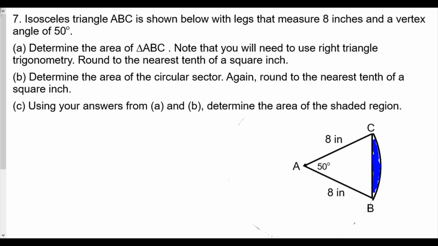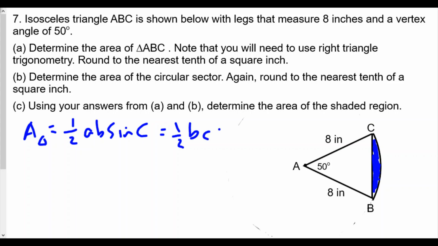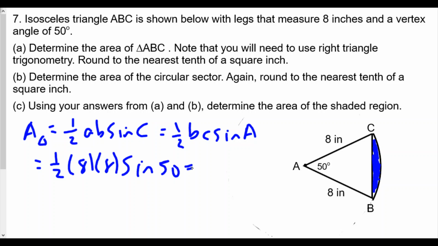For area of a triangle, we still can use our area of a triangle formula. That formula will be, in this case, 1/2 AB sine of C. Or in this case, well, really it's not AB sine of C. Here it is going to be 1/2 BC sine of A. Now, what does that mean? Well, the two sides that make up the angle are the legs opposite angle B and C. So the area is going to be 1/2 times 8 times 8 times the sine of the angle included, which is 50 degrees. And so this is really a lot easier.